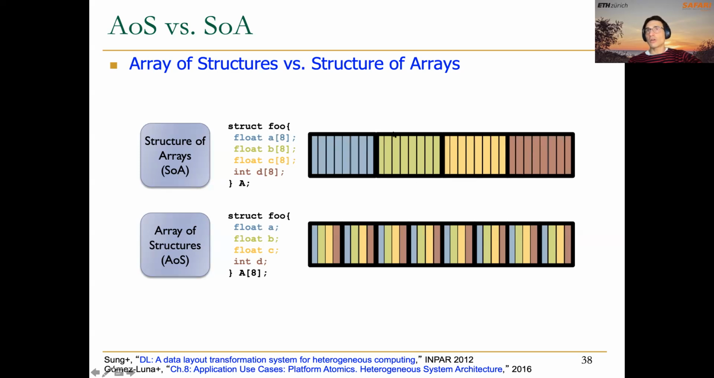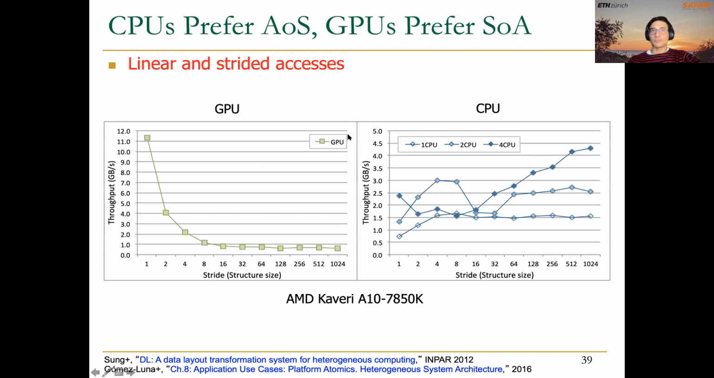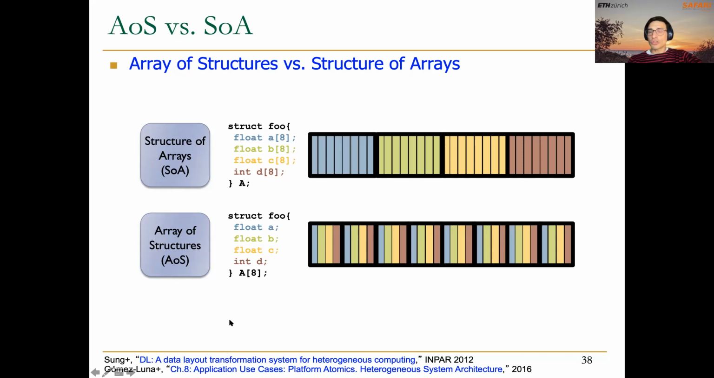Next we have all the green elements. Next we have all the yellow elements, and next we have all the red elements. This is what we call the structure of arrays. The other possibility is to interleave elements from different colors. So as you see here, we have blue, green, yellow, red, blue, green, yellow, red. So each of them can be considered a struct, and the whole thing is an array of structures.